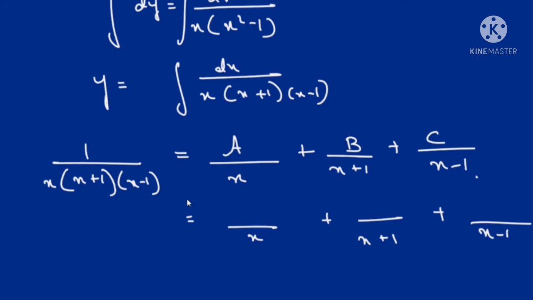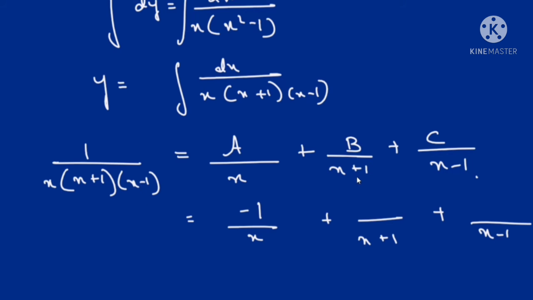To find the constant A, put x is equal to 0, which is this factor's root. So put x is equal to 0 in this, and don't put x is 0 here. What do you get? 0 plus 1 and 0 minus 1, which is minus 1. So what do you get? Minus 1.